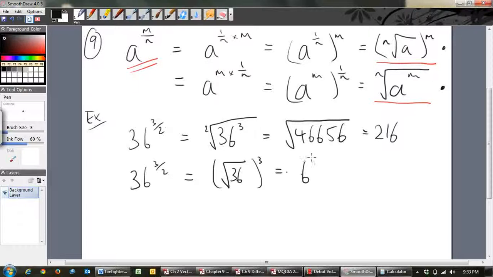Square root of 36 is 6, to the power of 3, which is equal to 216. So both ways are correct. You get to decide whenever you're doing a question which way is easier.